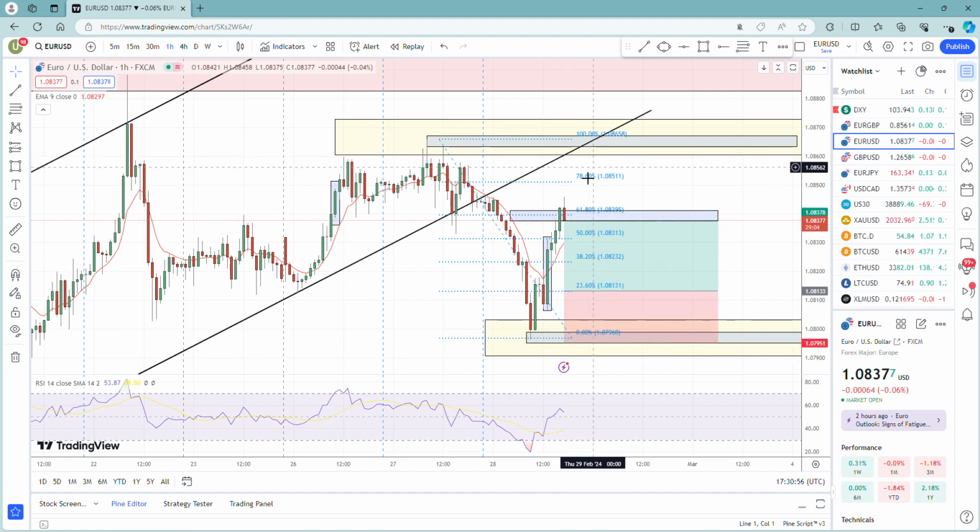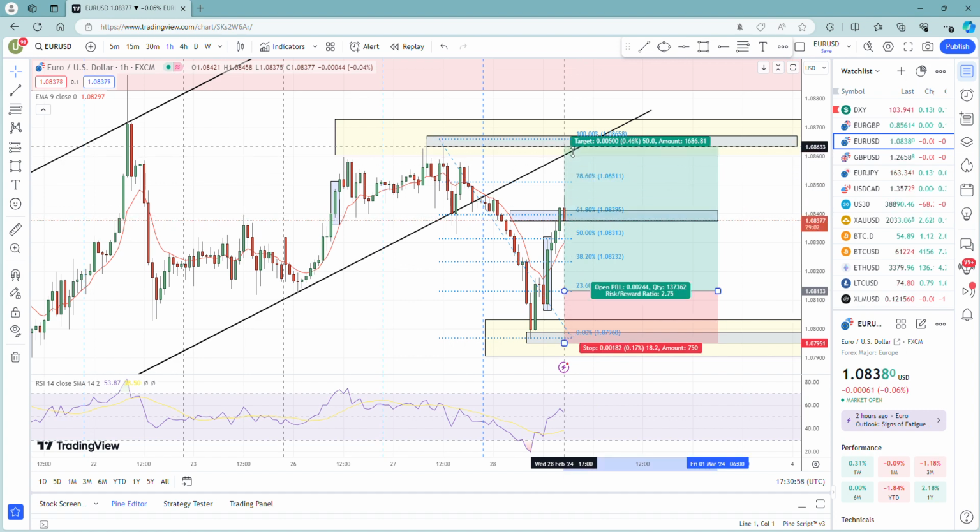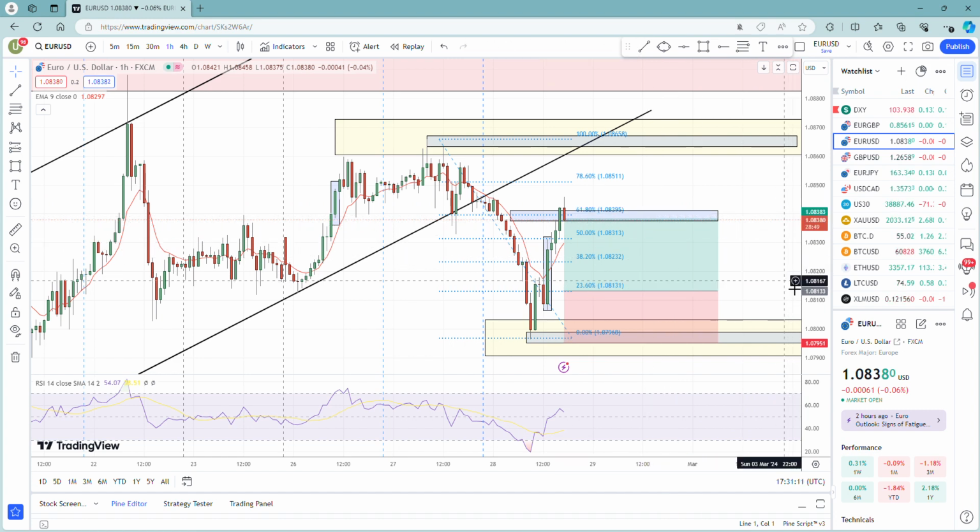In this case, price didn't go all the way up. My TP level was here, but it didn't reach that. I'm just going to go ahead and close the trade. There's no need for me to stay in the trade. I'm just going to go ahead and bank my profits of 25 pips. Let's have a look and see what other trades I've taken today.